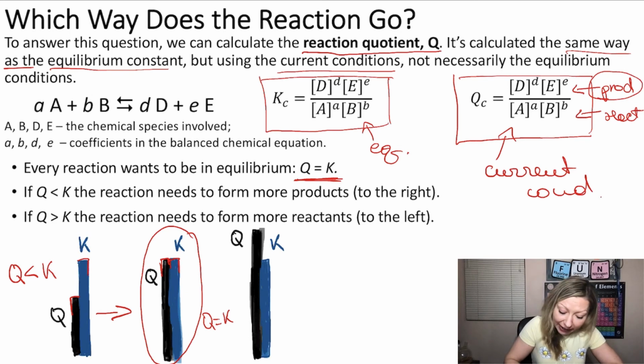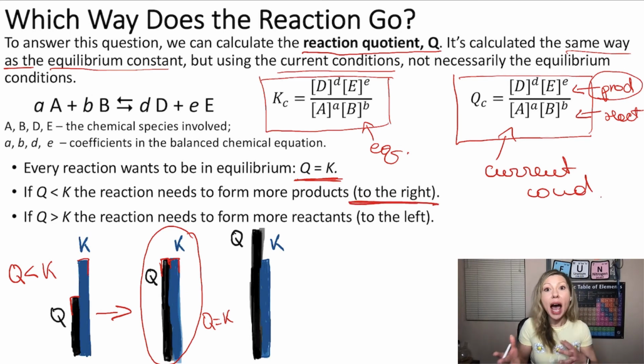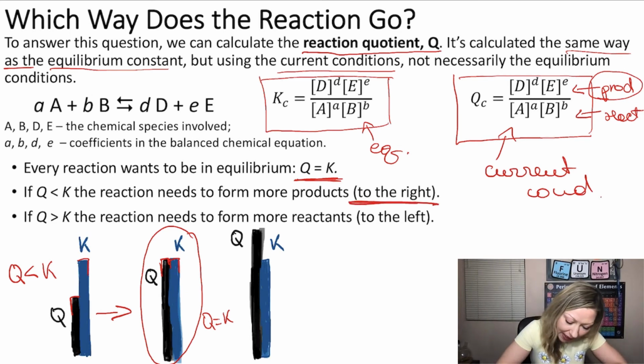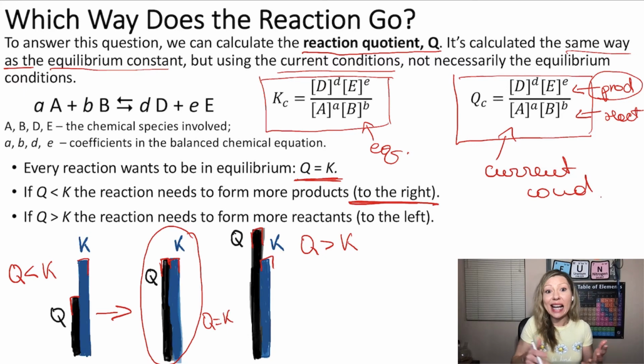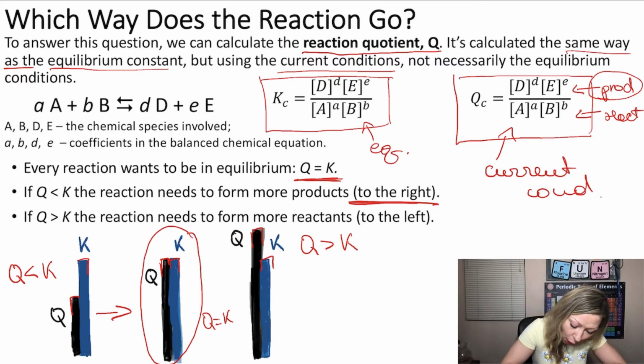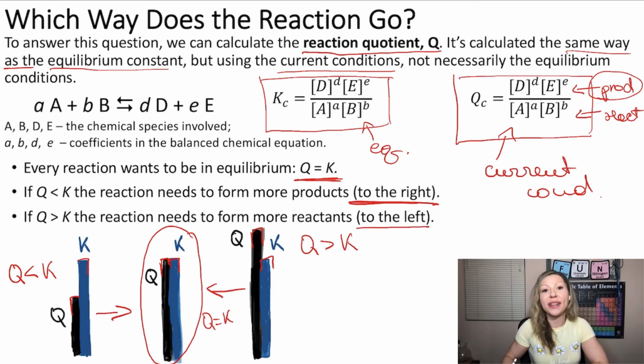So when my Q is smaller than my K, the reaction will go towards forming products, to the right. What happens when my Q is larger than my K? So Q larger than K. Well, in that case, I have too much of my products and the reaction should go in the other direction, to the left, towards the reactants. All right, I hope this makes sense.